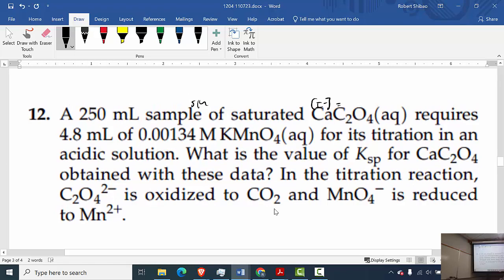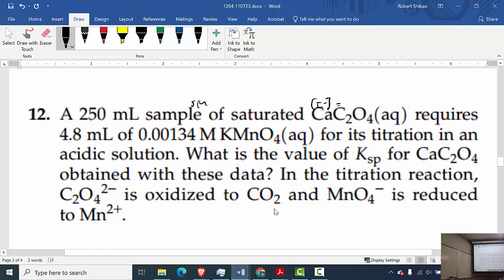So a 250 milliliter sample of saturated calcium oxalate requires 4.8 milliliters of 0.00134 molar KMnO4 for its titration in an acidic solution. What is the value of KSP for calcium oxalate obtained with these data? So in this case, they're not giving us the KSP. In this case, they want us to figure out what the KSP is. And the way we're going to figure out what the KSP is, we're going to determine the oxalate concentration of the saturated solution. And from stoichiometry, that should just be S, because it's 1-to-1 here, calcium oxalate and calcium oxalate.